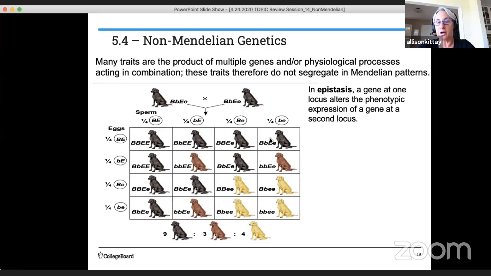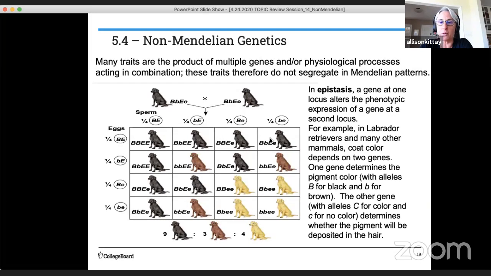Their fur color is yellow, but then the other areas that are pigmented, like their nose and their eyes and their paws, may vary in the amount of pigment that they get. So in epistasis, a gene at one locus will alter the phenotypic expression of a gene at a second locus. And we say that one of the genes is epistatic to the other one. And so the 2 genes that we're talking about in labs is that there's a gene that determines the pigment color, which is going to be dominant for black, recessive for brown, and then another gene that we're calling the C gene, which is for color or no color, and that determines how much pigment will actually be deposited in their fur or hair.